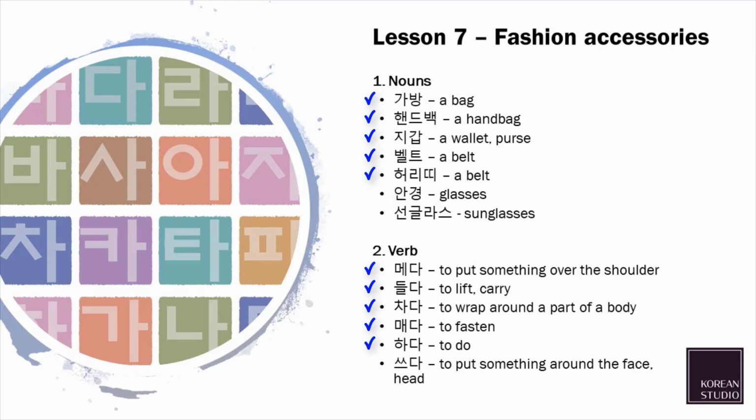Lastly, we learned that glasses is 안경 and sunglasses is 선글라스. And to talk about wearing glasses and sunglasses, we use the verb 쓰다. Okay, so that's it for this lesson, and I'll see you soon again.